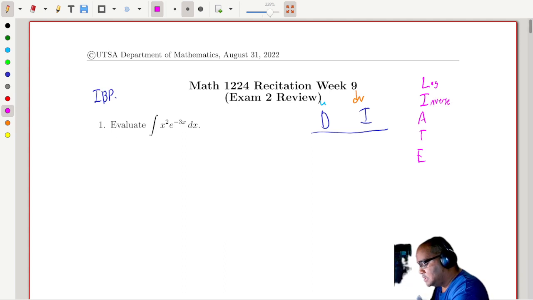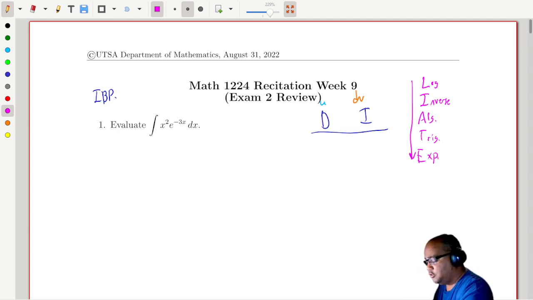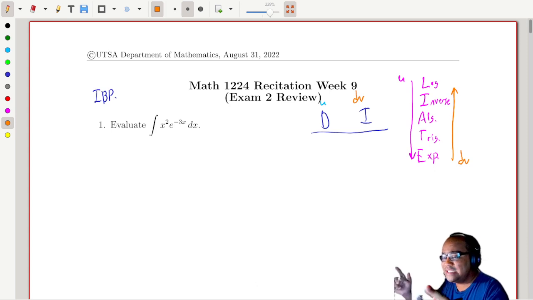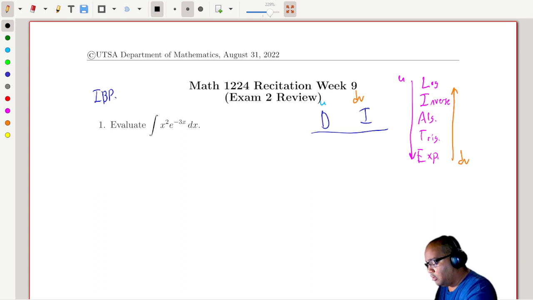Log, inverse functions, algebraic functions, trig functions, and exponential functions. If you look from the top down, that's how you select your u. Sorry, I mixed that up at first. It's been late. I'm tired. And if we look from the bottom up, that's how we select our dv. Some people remember this as DETAIL, for selecting your dv. So what do we pick here? Well, let's set u equal to x squared, and dv is equal to the rest.